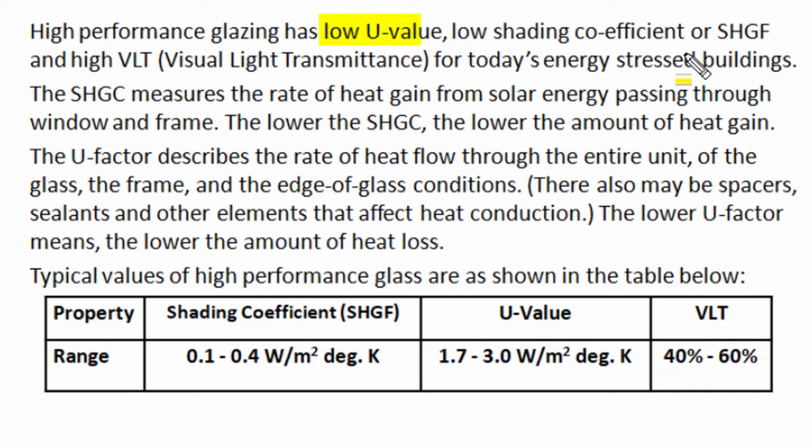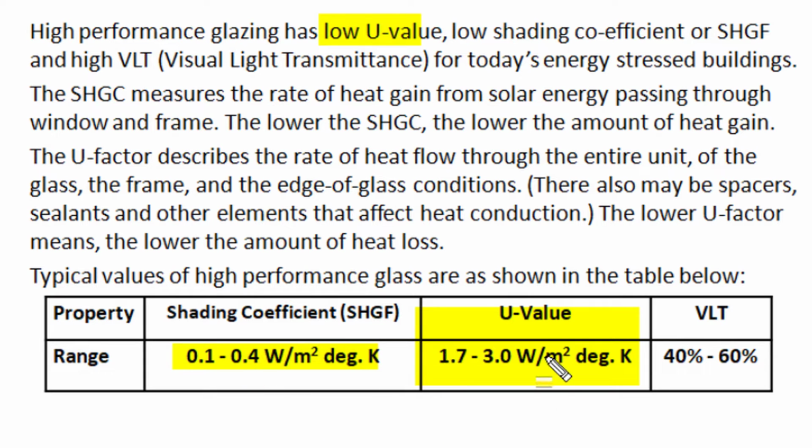Now here shading coefficient or solar heat gain factor measures the rate of heat gain from solar energy passing through window and frame of fenestration. The lower amount of solar heat gain factor means the lower amount of heat gain in building. The U factor describes the rate of heat flow through the entire unit of fenestration, that is glass, the frame and all, which means heat flow across spacer, sealants and other elements that involve heat conduction. The lower value of U factor, less than 3 watt per square meter of fenestration surface per degree Celsius difference of temperature in indoor and outdoor conditions, represents lower amount of heat gain in summer and heat loss in winter across fenestration.